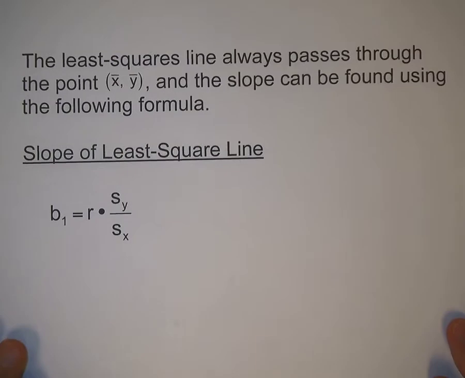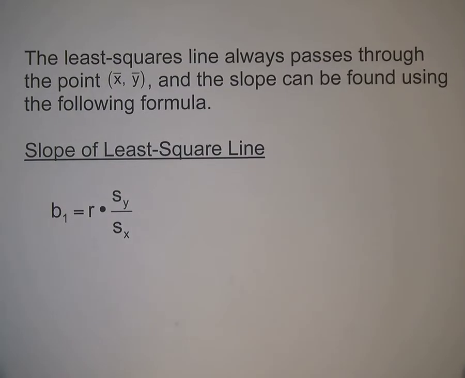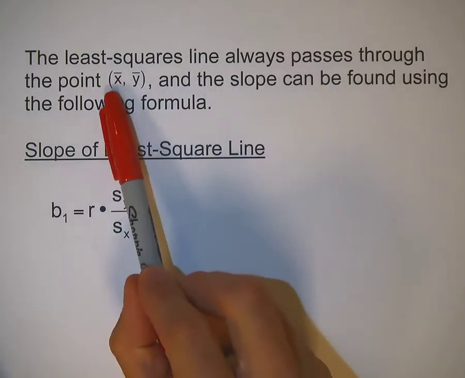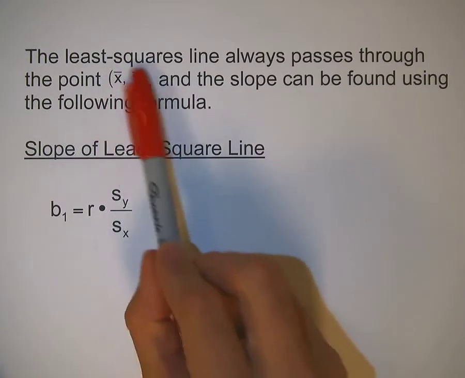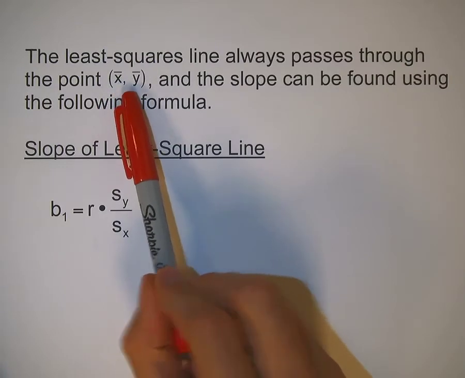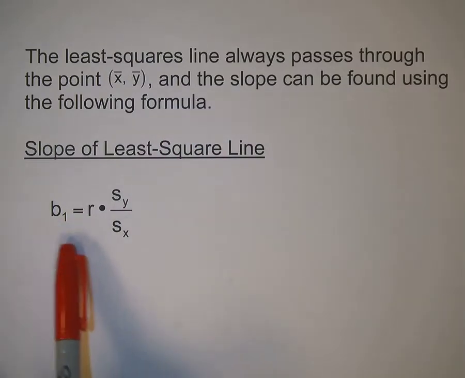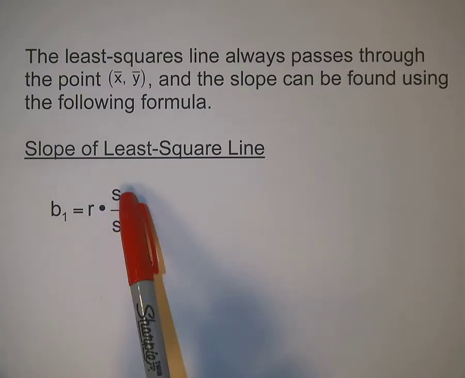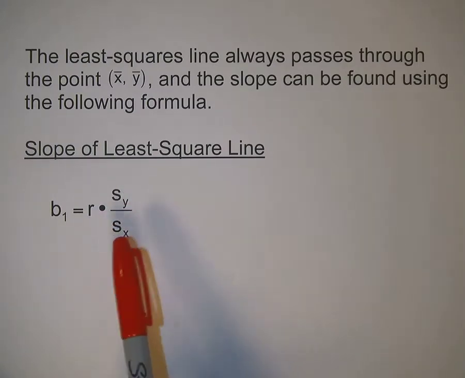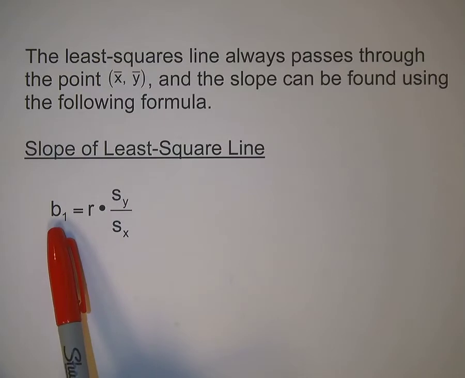Now, the least squares line always passes through the point x bar, y bar. That point is sometimes called the centroid. It's the average x value, comma, the average y value. Even if this point isn't in the data set, the line will still always pass through that point. And then the slope can be found using the following formula. b1 equals r, which is the correlation coefficient, times s sub y over s sub x. If you multiply the correlation coefficient times this ratio, you get the slope. We'll use that equation in a minute also.